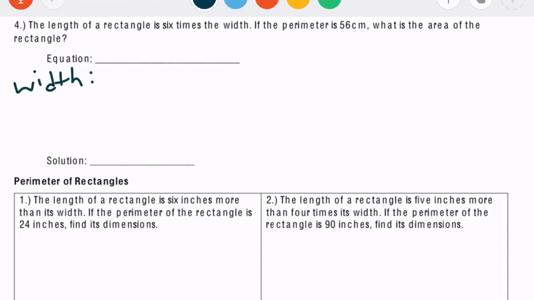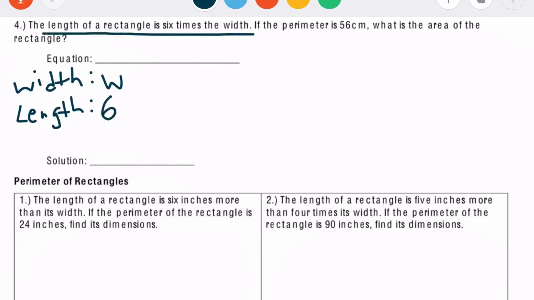So the width, we can just say is W. That makes sense. And then the length, we need to define in terms of the width. It tells us in the first sentence, the length of a rectangle is 6 times the width. So if the width is W, the length is just going to be 6W. Now for my equation, remember this is a rectangle. There are 4 sides, so you need to make sure you account for all 4 sides. You can't just account for 2 of them. And then finally, now that you have your equation, we're just going to solve it.